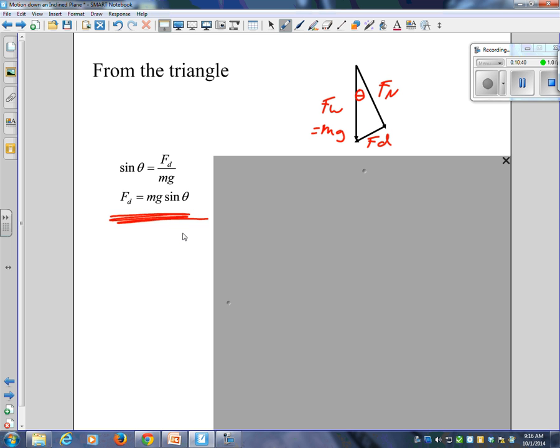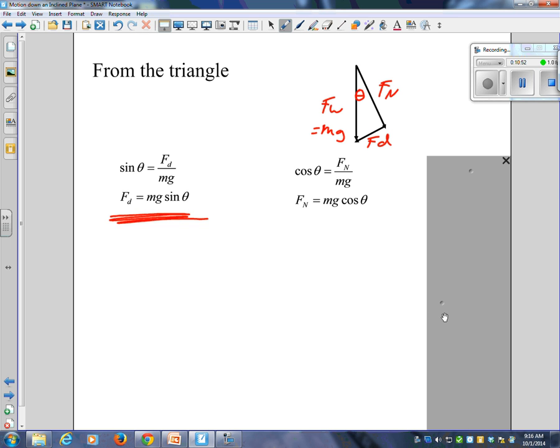What is the cosine relationship? Adjacent over hypotenuse. Adjacent is Fn over hypotenuse Fw, which we've already declared to be mg, and you get Fn is equal to mg cos theta. We just derived a couple of new formulas. It was a whole lot simpler than those other ones that I did that one time.